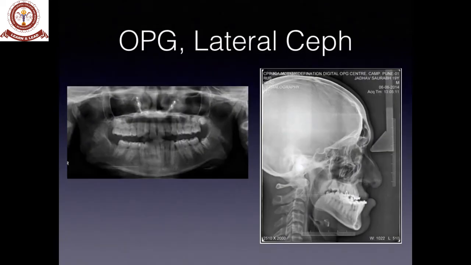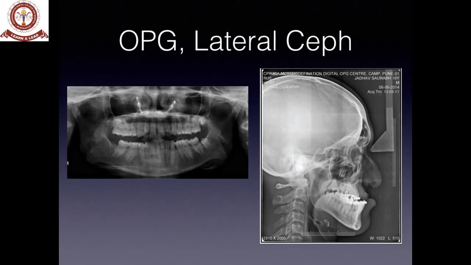Next, you get the OPG and the lateral ceph. In the OPG, you can see whether there is an impacted tooth, whether there is an impacted canine, the spacing between the teeth, the nature and quality of bone, the condyle, and the joint space.